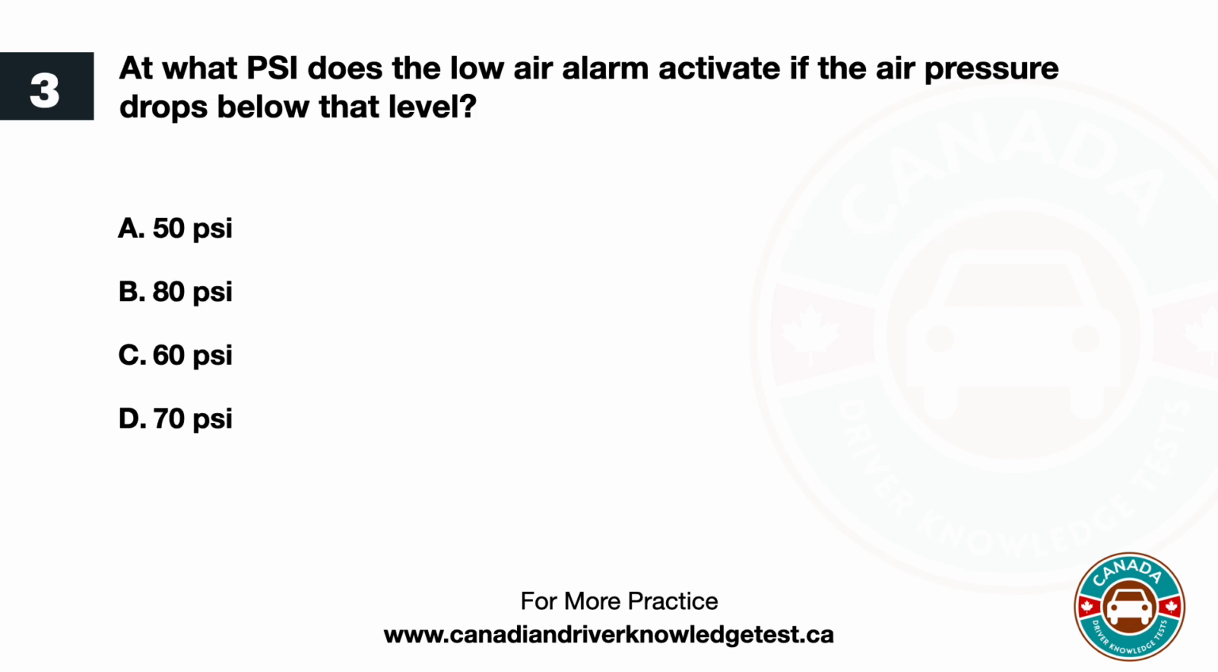Question 3. At what PSI does the low air alarm activate if the air pressure drops below that level? A. 50 psi. B. 80 psi. C. 60 psi. D. 70 psi. The answer is C. 60 psi.